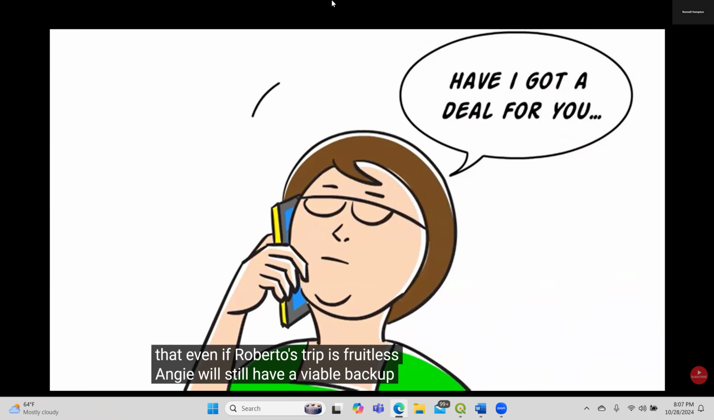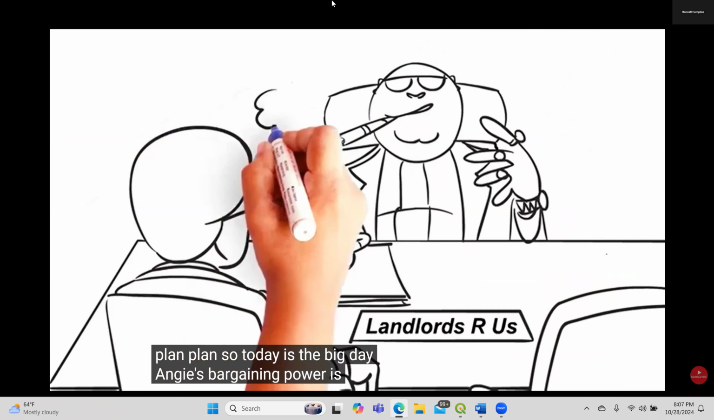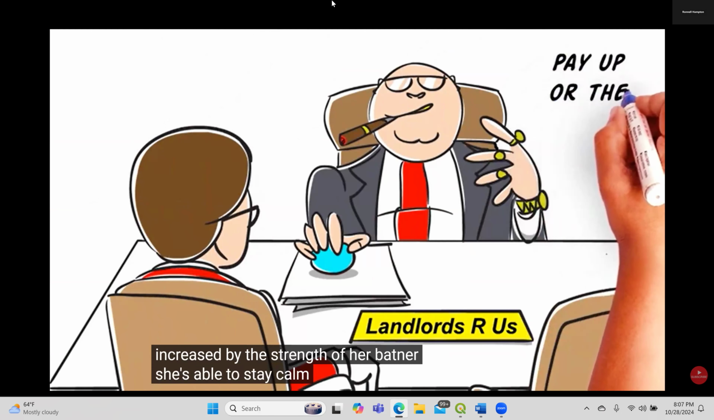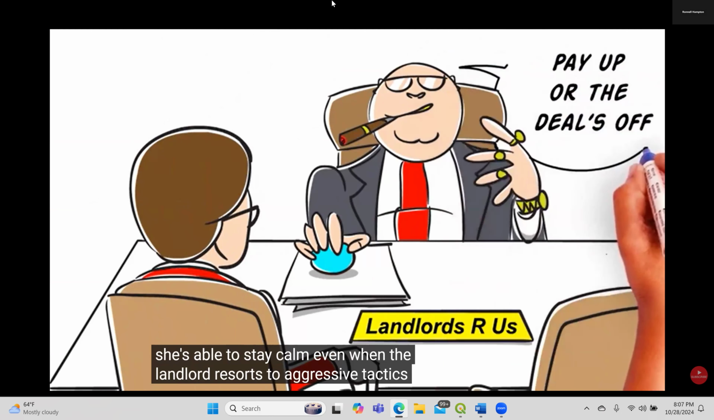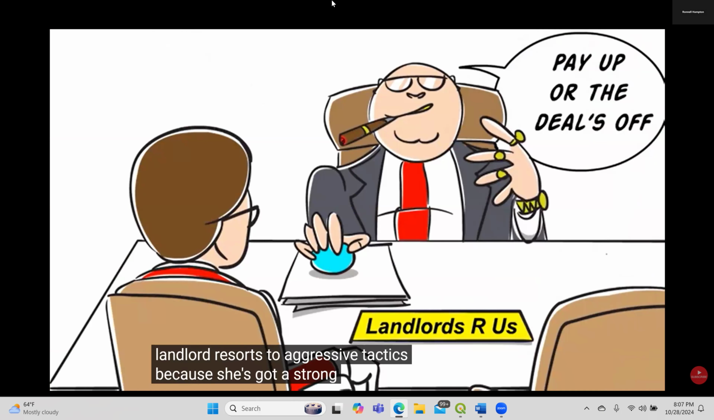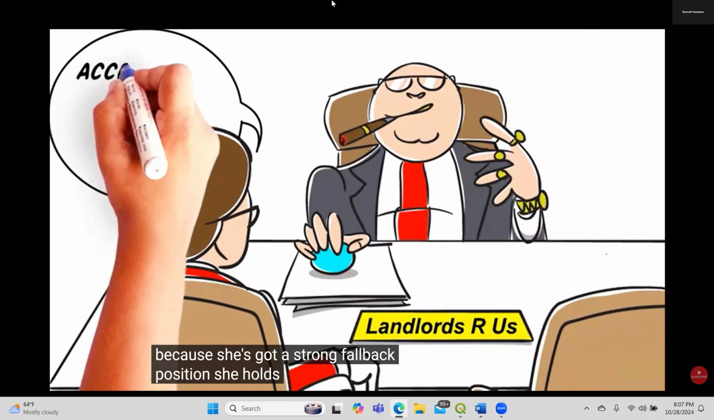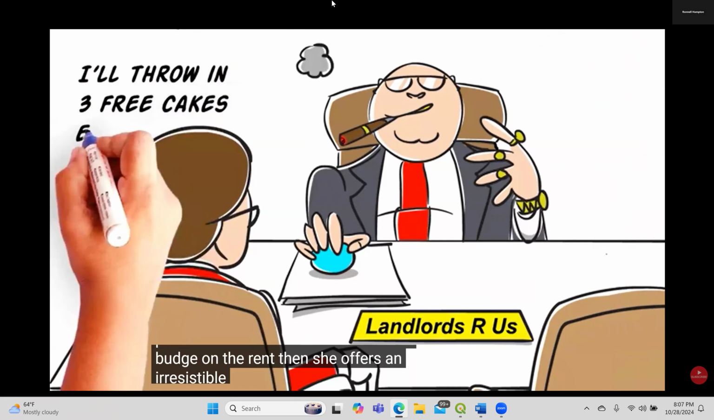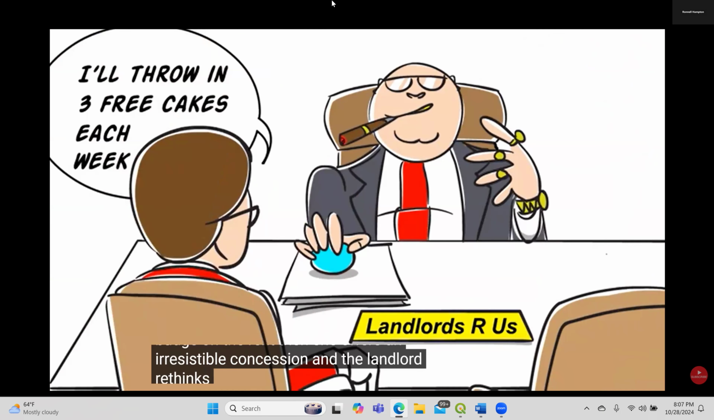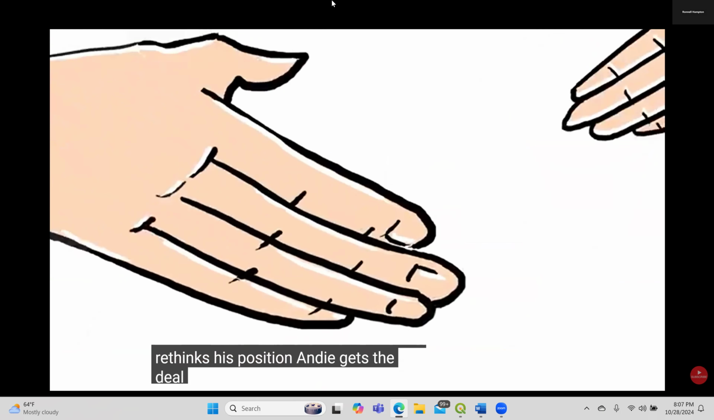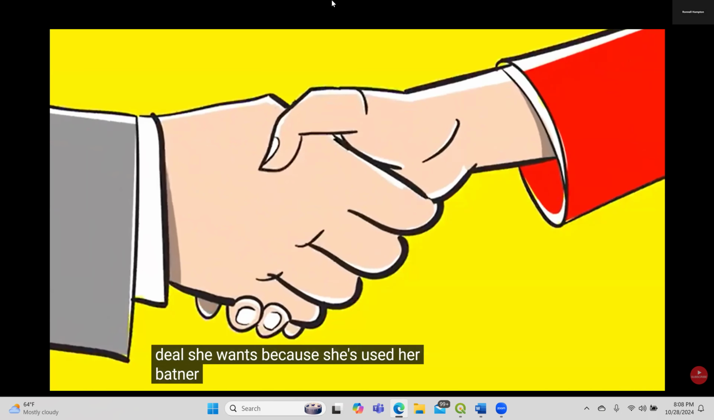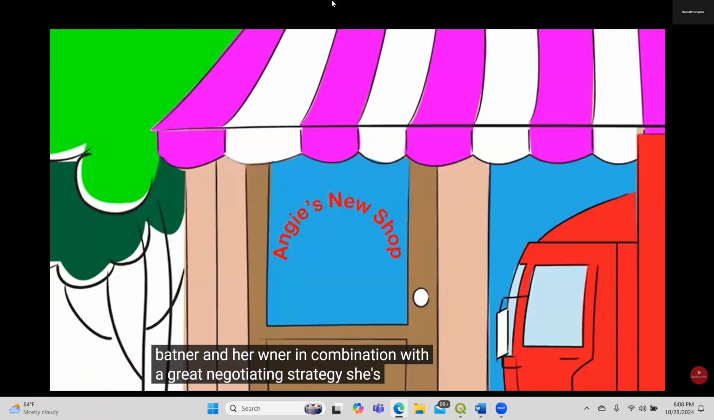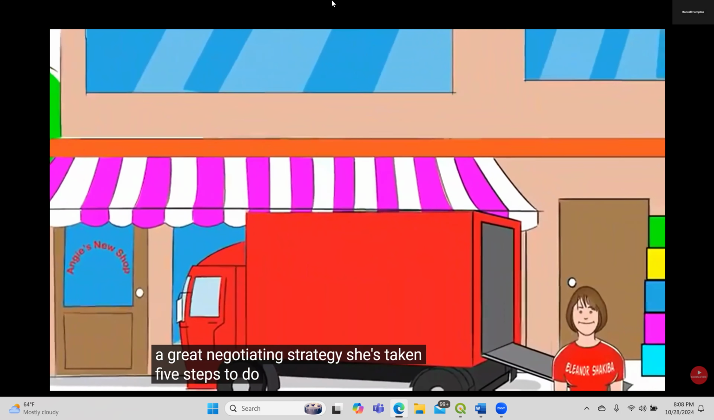So today's the big day. Angie's bargaining power is vastly increased by the strength of her BATNA. She's able to stay calm, even when the landlord resorts to aggressive tactics, because she's got a strong fallback position. She holds firm and refuses to budge on the rent. Then she offers an irresistible concession, and the landlord rethinks his position. Angie gets the deal she wants because she's used her BATNA and her WATNA in combination with a great negotiating strategy. She's taken 5 steps to do this.